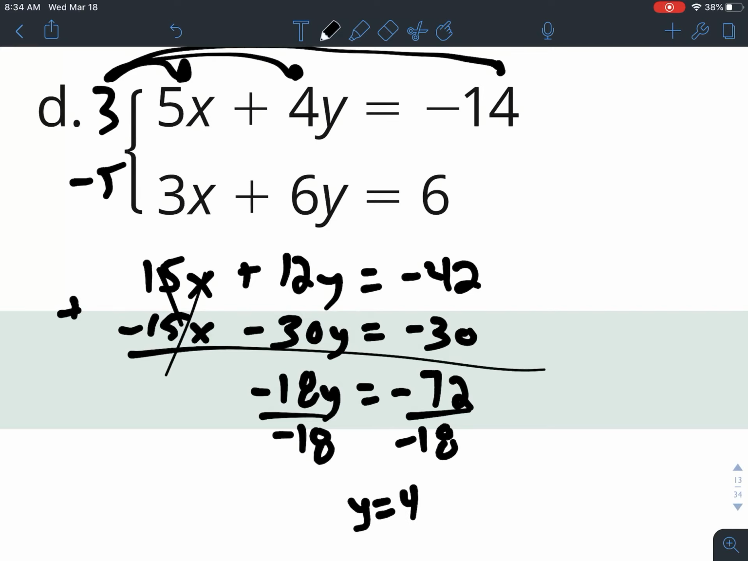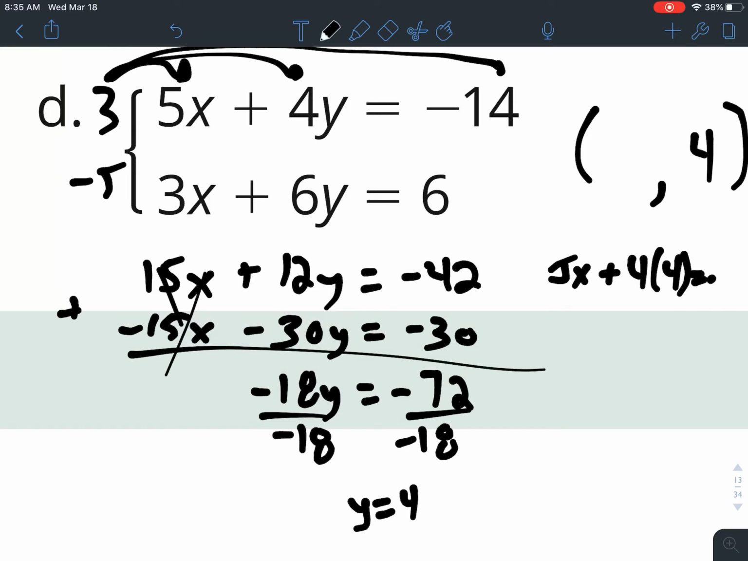So now we make our parentheses over here to help us understand what our numbers are. Y is always the second number. Now we substitute 4 in for y. So let's go with the top problem. 5x plus 4 times 4 equals negative 14. We'll be left with 5x plus 16 equals negative 14.